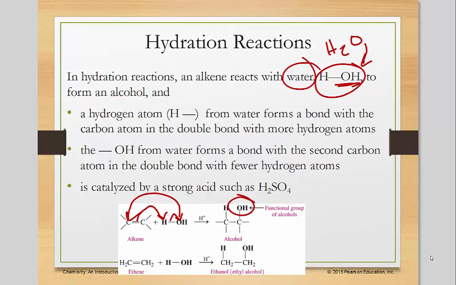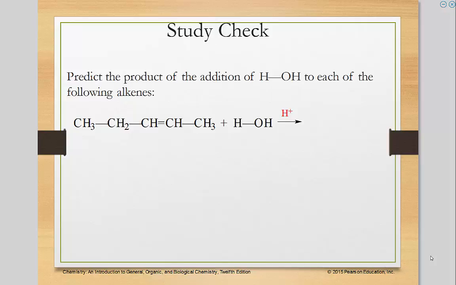One thing to remember, the OH group goes to the carbon with the fewer hydrogens. So when you're given a chance right here, they both have 2 hydrogens on either side. If you're given an option where one has more hydrogens than the other, the OH will always go with the one with the least amount of hydrogens.